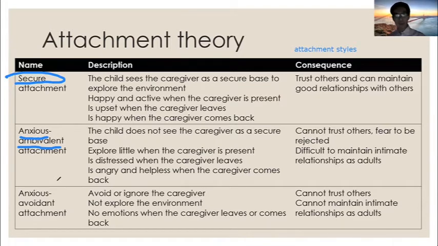When the caregiver leaves, they're distressed because they lack the sense of security. When the caregiver comes back, they're still angry, they're helpless. They cannot calm down, they cannot be happy again. So this kind of attachment is what we saw in that video, that they kind of want the contact with the caregiver, but they cannot use the contact. So that's really ambivalent. On one side, they want the attachment. On the other side, they cannot trust this attachment, cannot trust this caregiver. They want it, but they cannot get it.